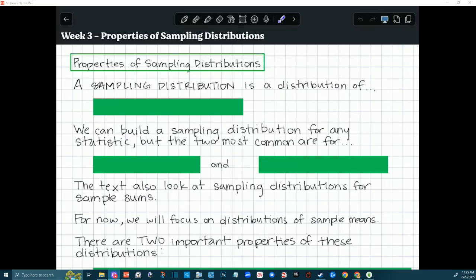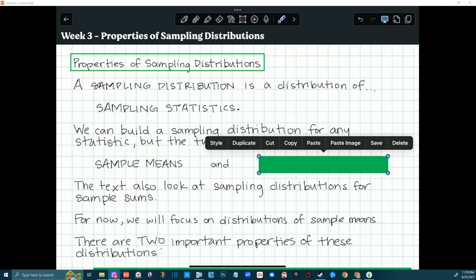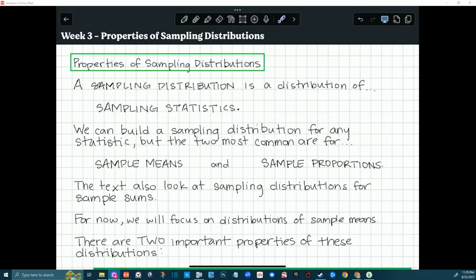A sampling distribution is a distribution of sampling statistics. We can build sampling distributions for any statistic, but the two most common that we're going to see are for sample means and sample proportions. If you read chapter 7 in your text, you'll also notice that they look at sample sums, but that isn't something that comes up very often, and we're not going to cover it in this course. We're going to start by focusing on sample means.